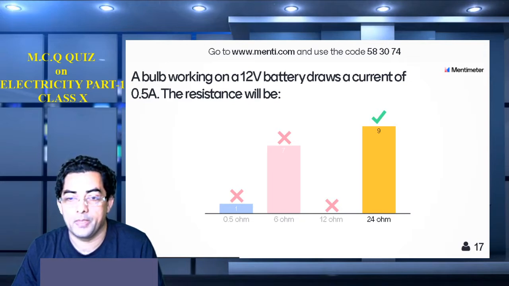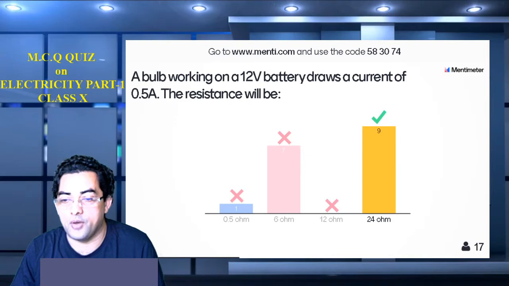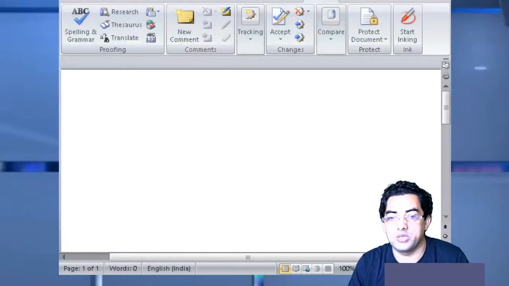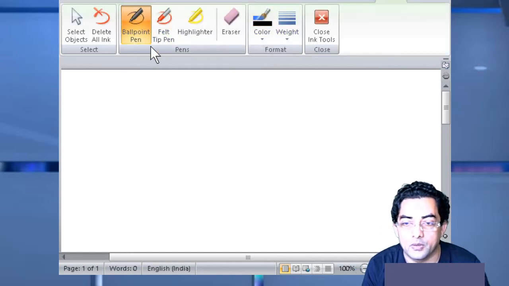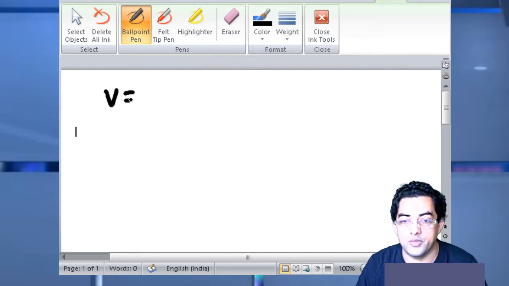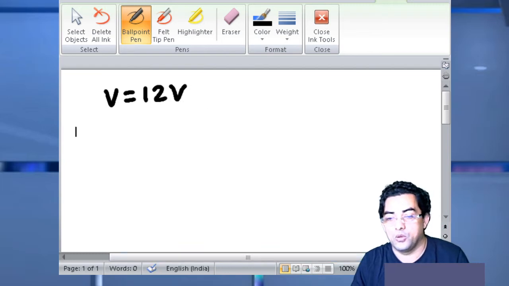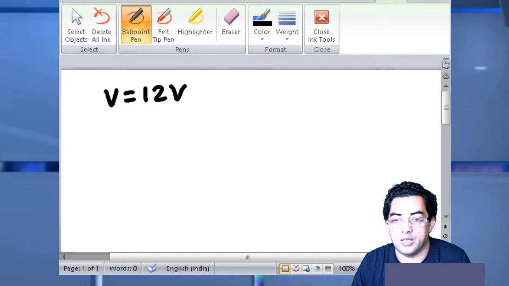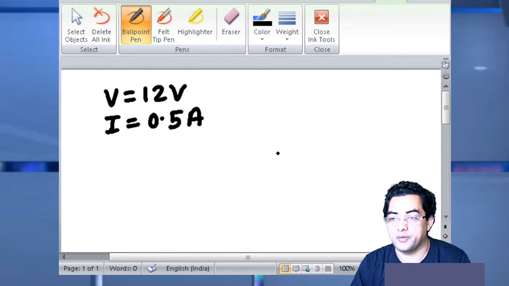See, the question says a bulb working on a 12-volt battery, right? So what is the battery? This is the 12-volt battery. So we have to give 12 for the battery, meaning voltage. So V is equal to 12 volts. What is the next thing? The next thing is it draws a current of 0.5 amperes. So that means we have the value of current. Current I is 0.5 amperes.